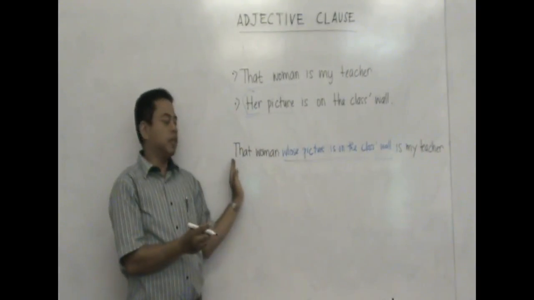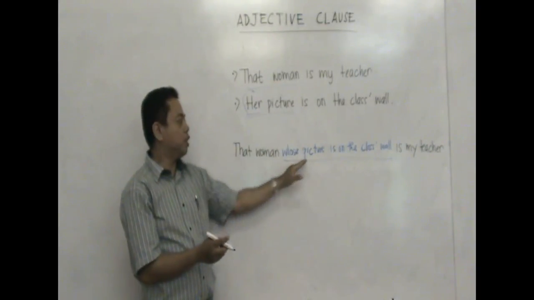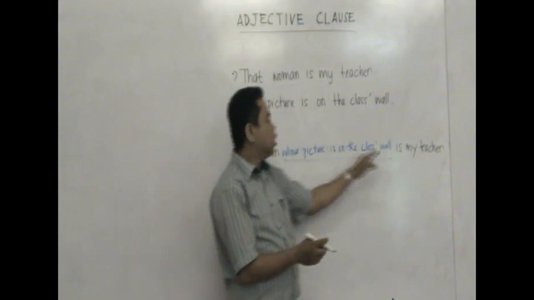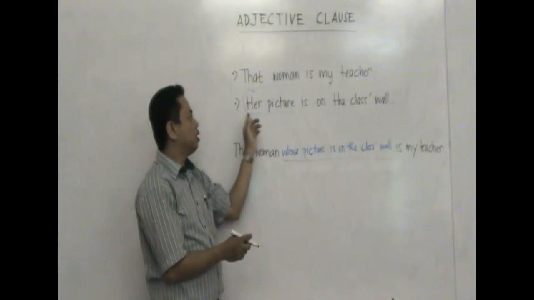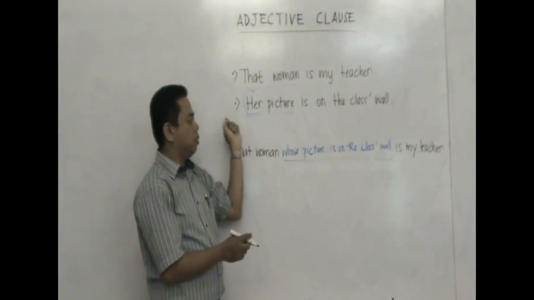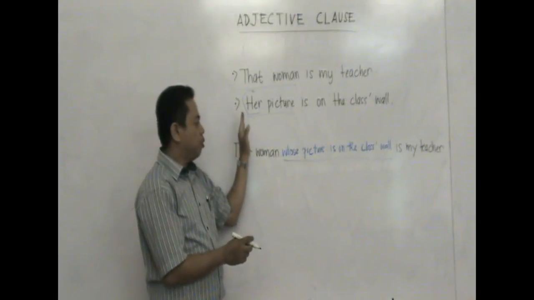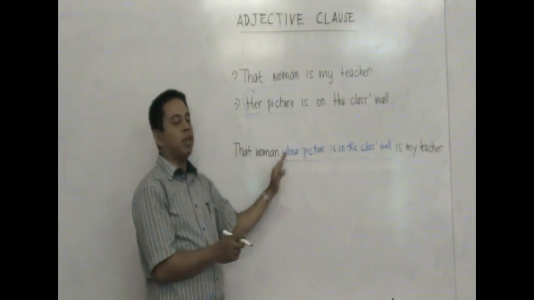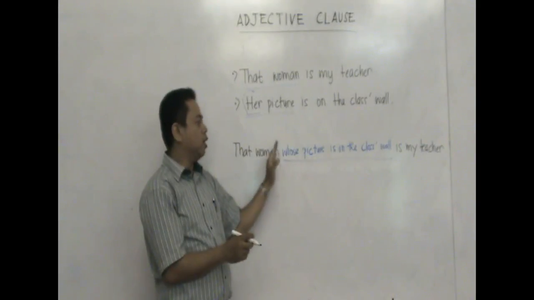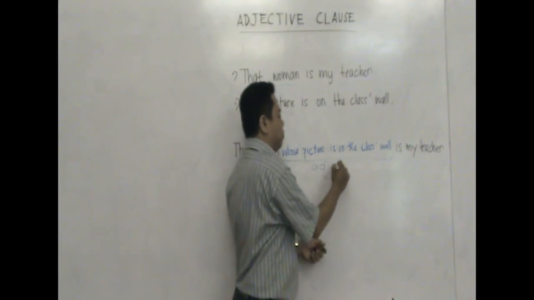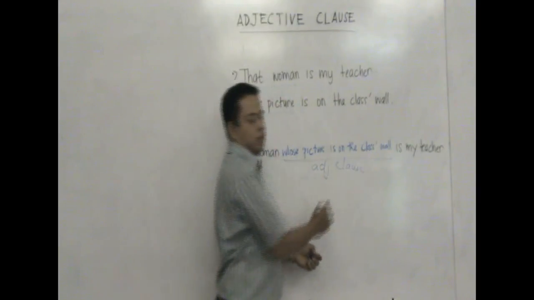So it becomes that woman whose picture is on the classboard is my teacher. So we don't need to write her because it's already been substituted by whose. So again, whose picture is on the board. It is an adjective clause.